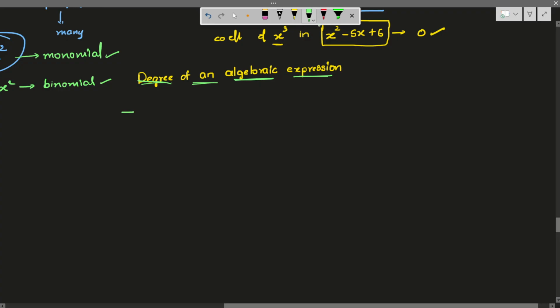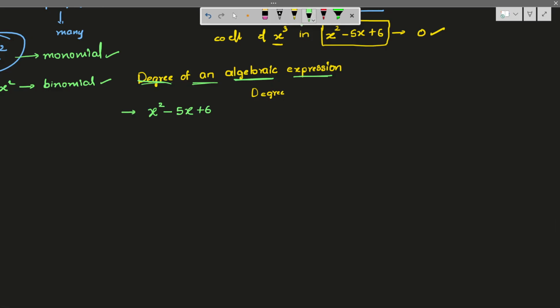Suppose we have an equation like this. Say this is an algebraic expression in x, so it is completely a function of x, because the expression includes only variable x. Now if I ask you what is the degree of this equation, the degree is nothing but the highest power of x.